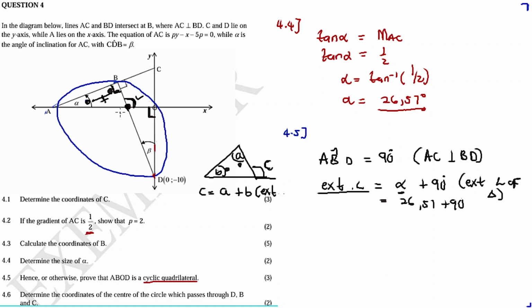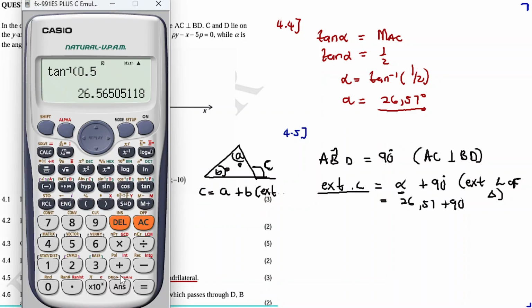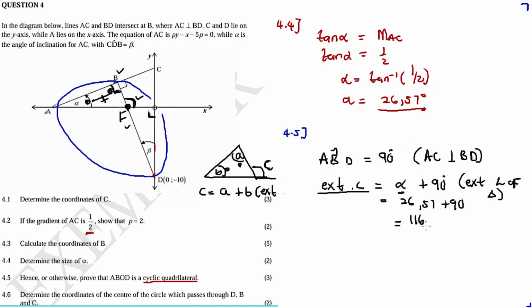Okay? Maybe call it F or G. It would be way easier. Then I'm going back. Careful. Okay. Let's cancel the last eraser. So I've calculated the sum of 26.57 plus 90. I'm getting 116.57 degrees. This is the answer again. This is the exterior angle.